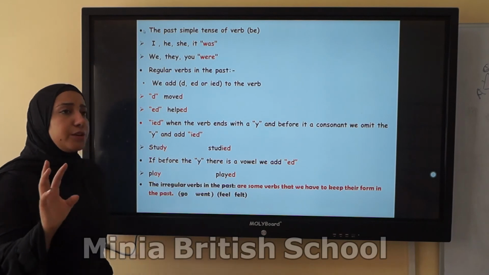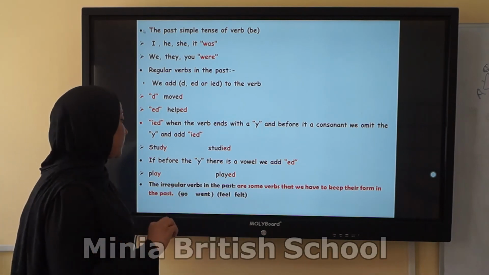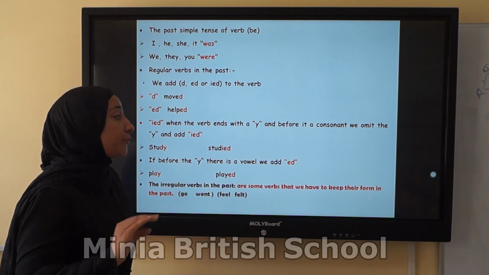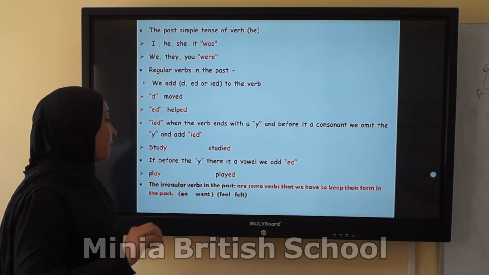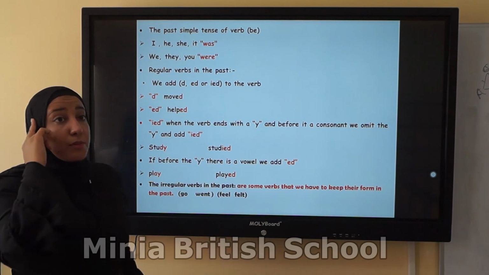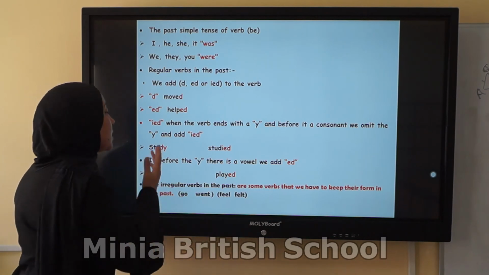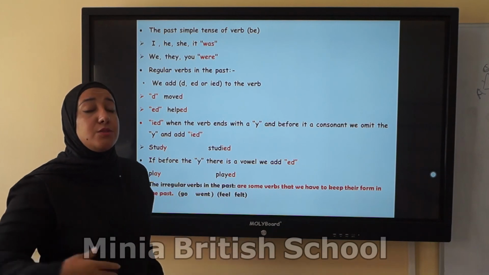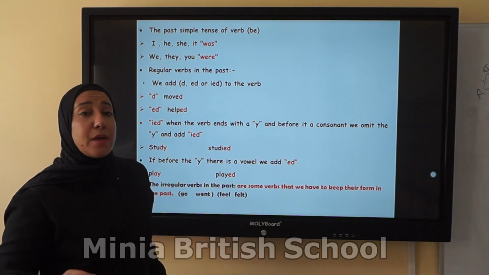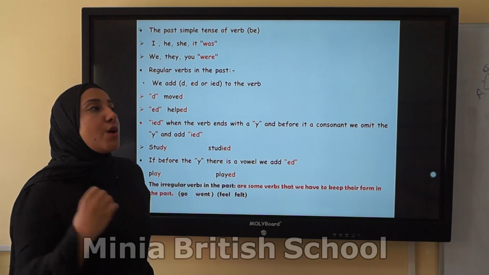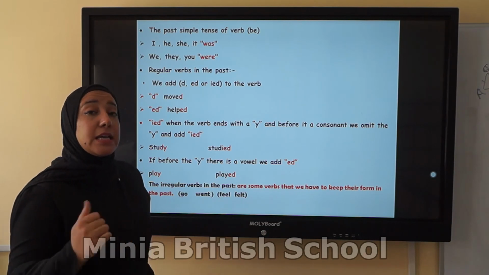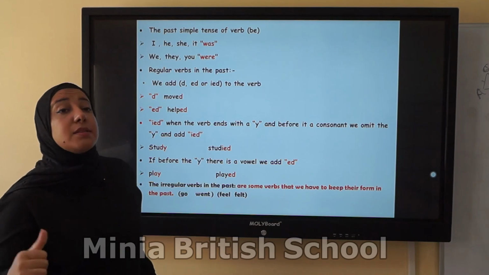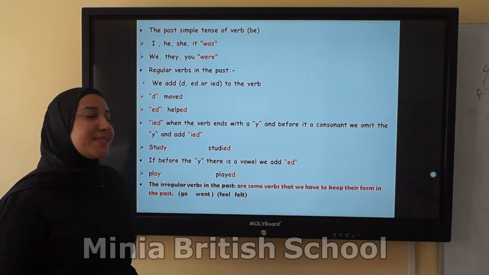Okay, the irregular verbs in the past are some verbs that we have to keep their form in the past. We have to keep the form in the past in our minds, like what? Go, went; feel, felt; drink, drank; swim, swam; run, ran; eat, ate; sleep, slept, like this.